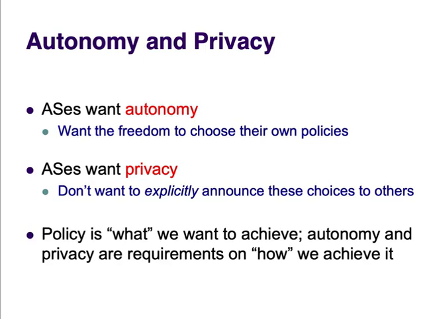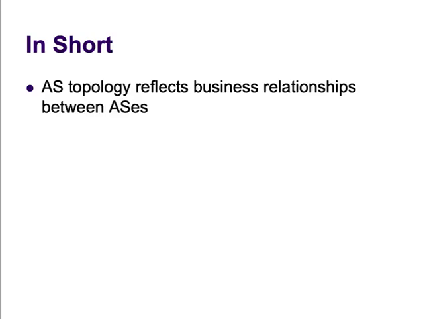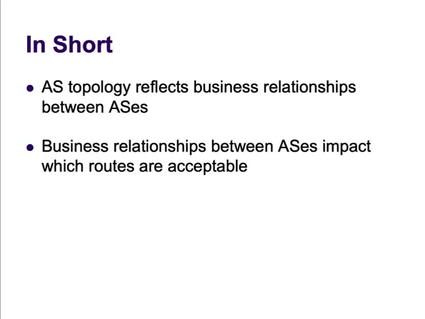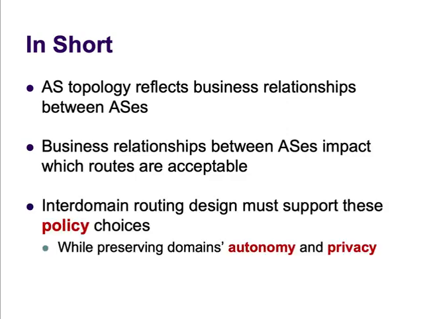And a thing to note here, policy is what we're trying to achieve. Implementing these policies is the goal of interdomain routing. Doing it while respecting autonomy and privacy, these are requirements on how we do it. Okay, so in short, to recap, the AS topology reflects business relationships between ASs. Those business relationships, in turn, impact what routes we consider acceptable. And so when we design an interdomain routing solution, the goal is to make sure we can support those policy choices in a way that respects autonomy and privacy.